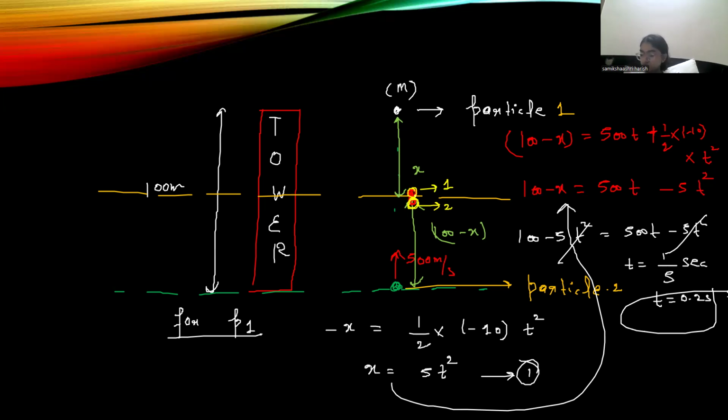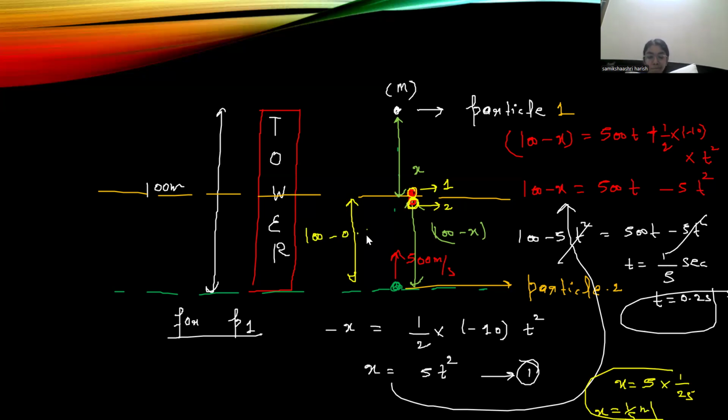Now what they're asking is to find the maximum height attained by the combined particle. So they have traveled 100 minus x. If you put t equal to 1 by 5 second, then x will be what? 5t square, 1 by 25 second square, that is 1 by 5 meter, 0.2. Then 100 minus x is 99.8. So they have traveled that much.